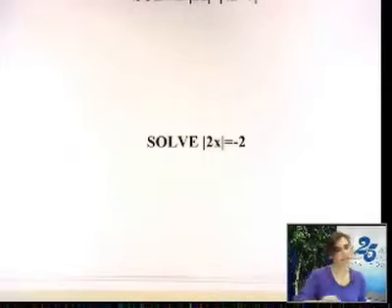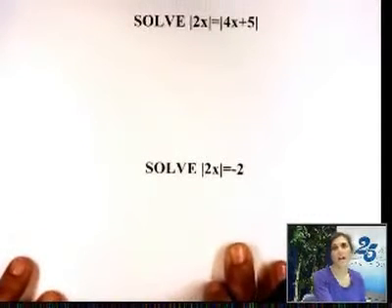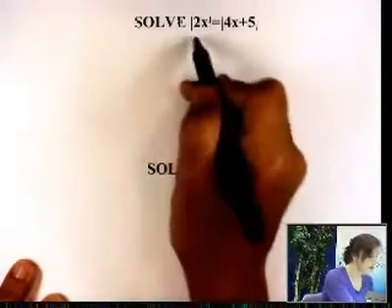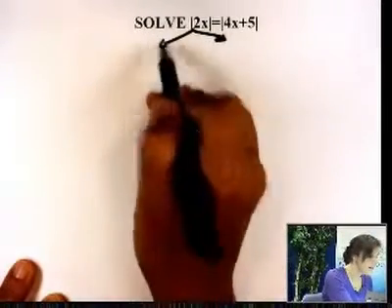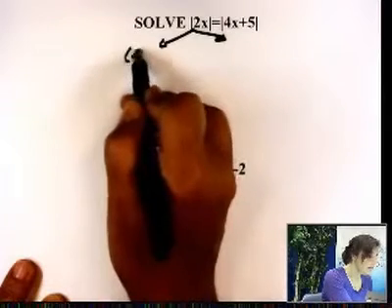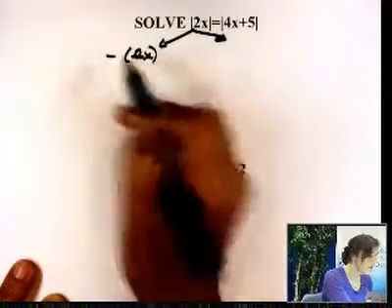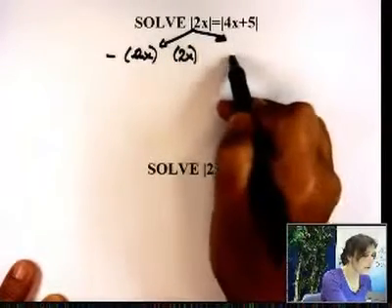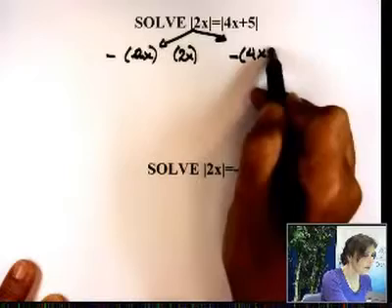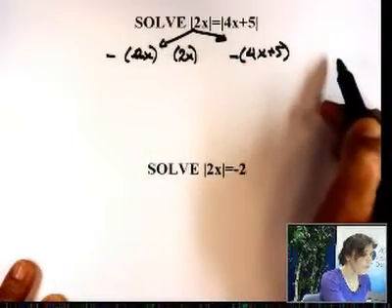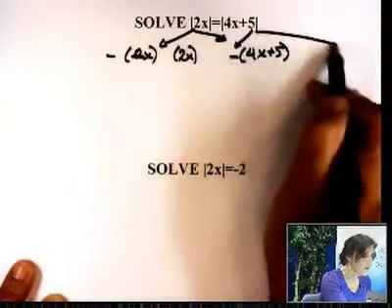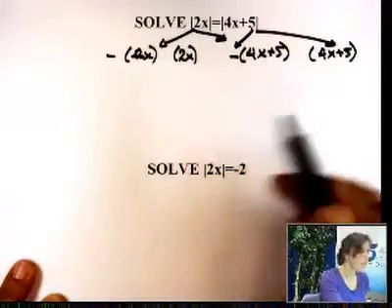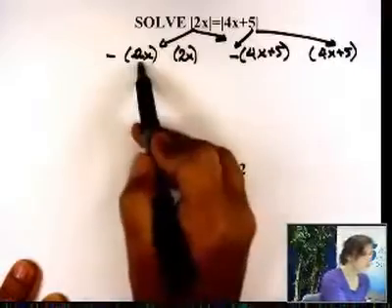Now, what happens when I have absolute values on both sides? So you're going to have this situation. This one is going to be either 2x negative or 2x positive. And this one is going to be 4x plus 5 negative, or 4x plus 5 positive. So when I couple them up, I can couple these two up.